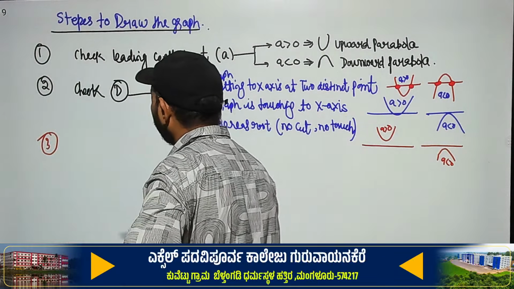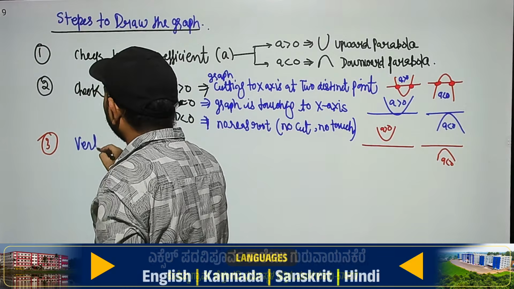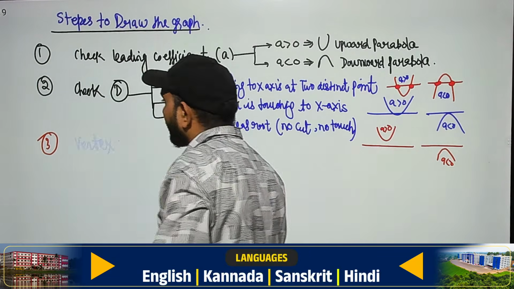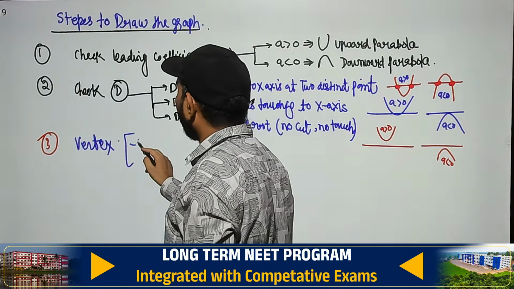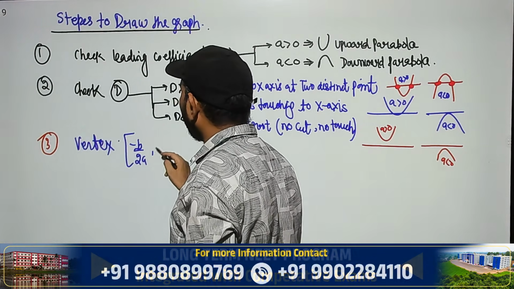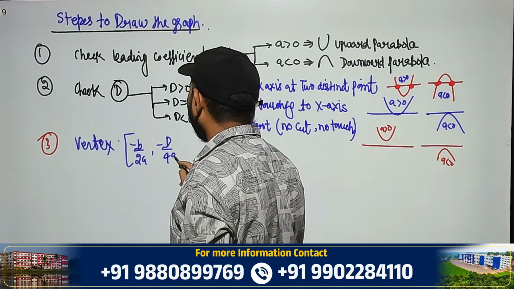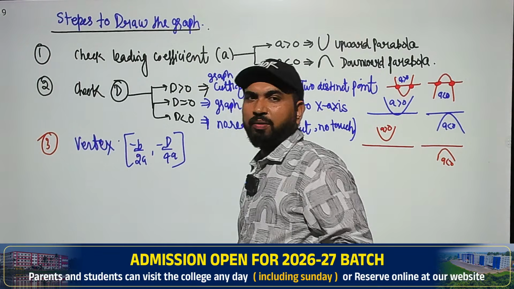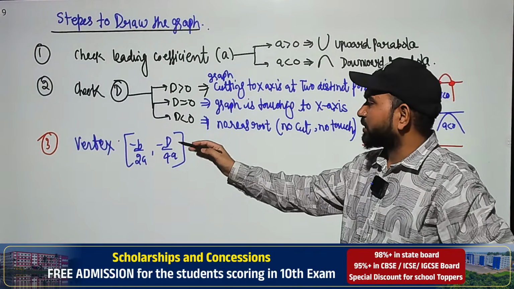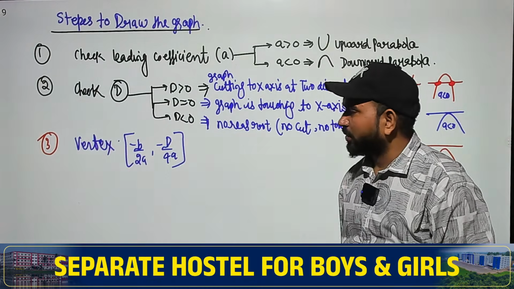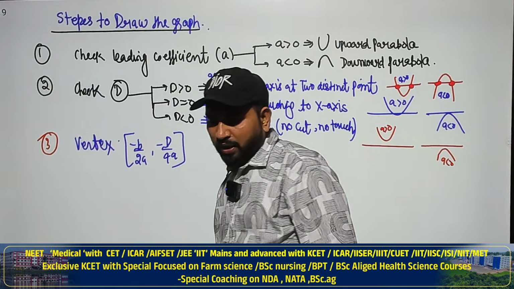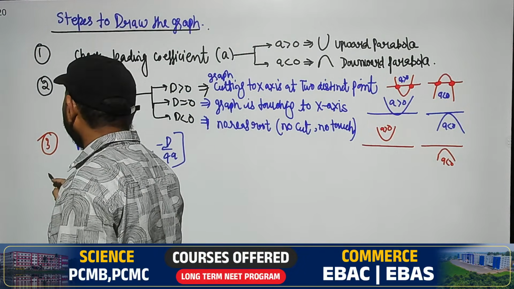Vertex. Next step is the vertex. The vertex is (minus b by 2a, minus d by 4a). Whatever graph it makes, you need this vertex formula. Yesterday I derived minus b by 2a, minus d by 4a. Next is the cutting point at the x-axis and y-axis.